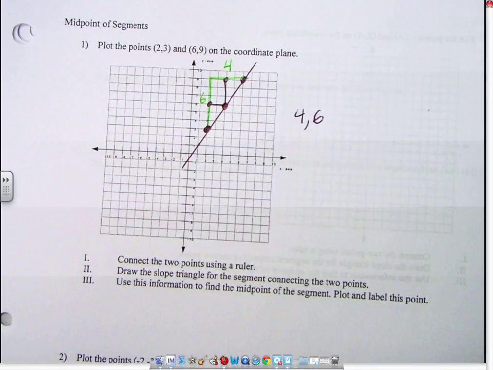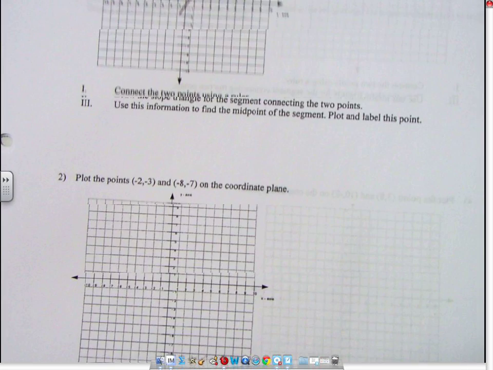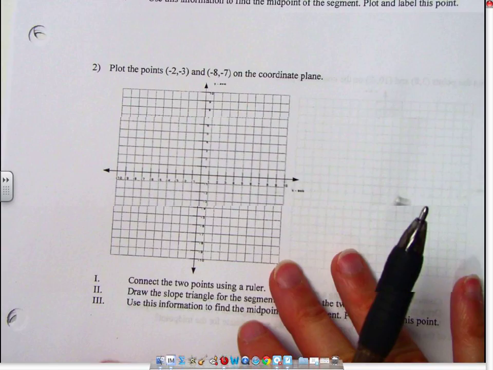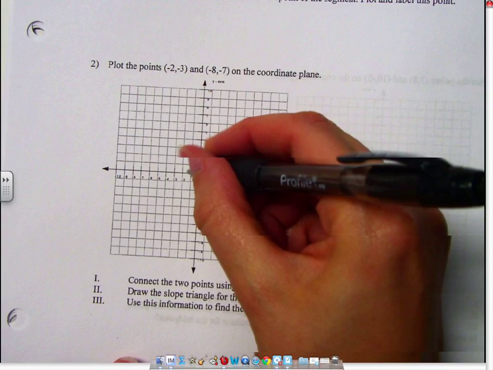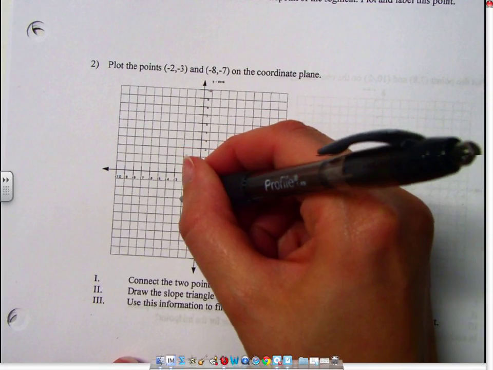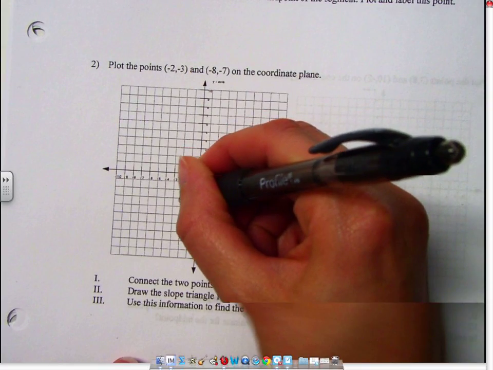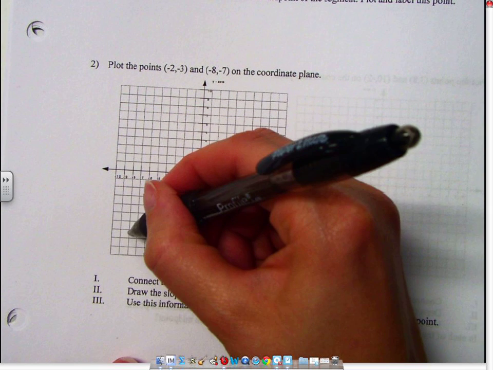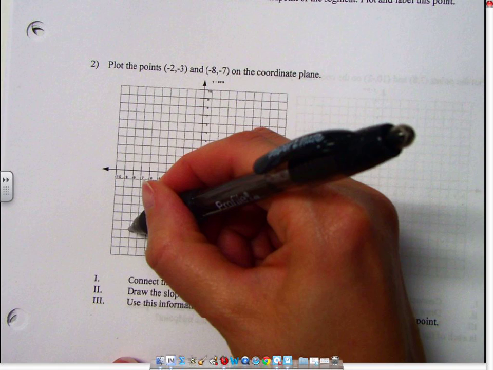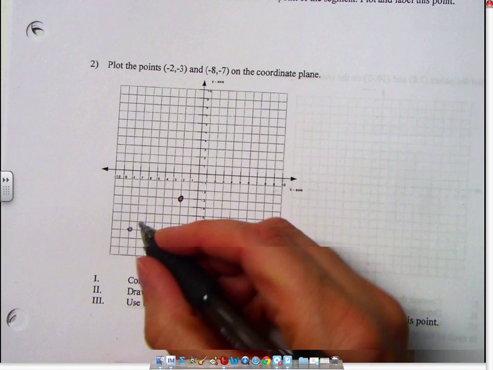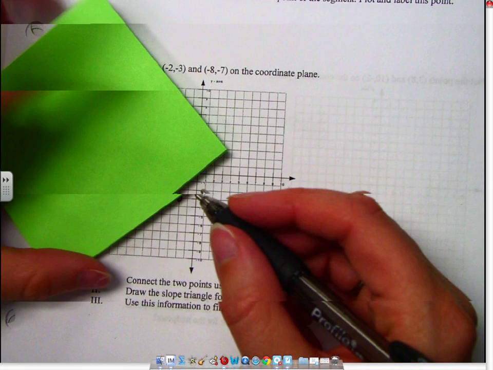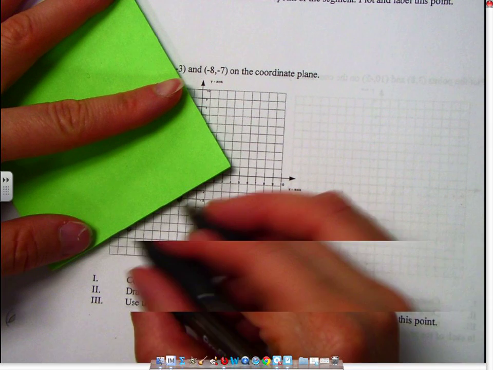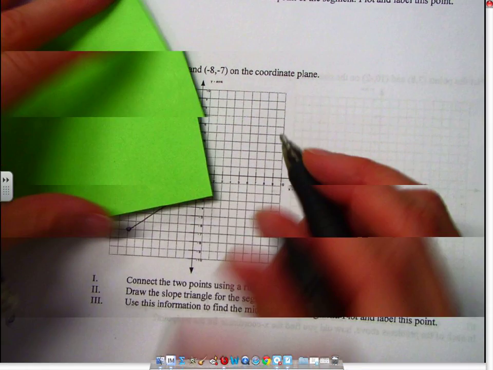Okay, guys. We are going to do the next one the same way. First, I'm going to plot -2, -3. Then I'm going to plot -8, -7. Okay. Then I'm going to take a straight edge and draw a line between them.